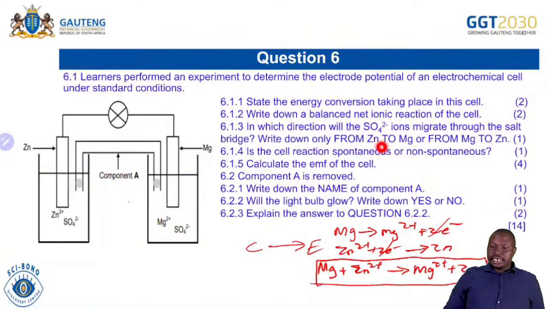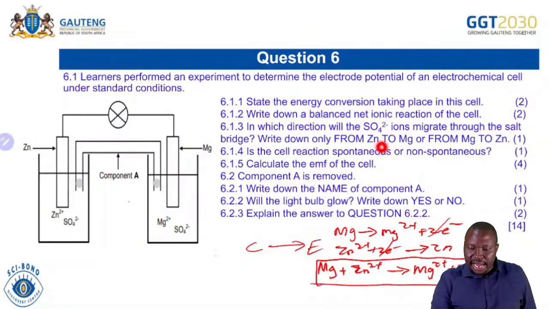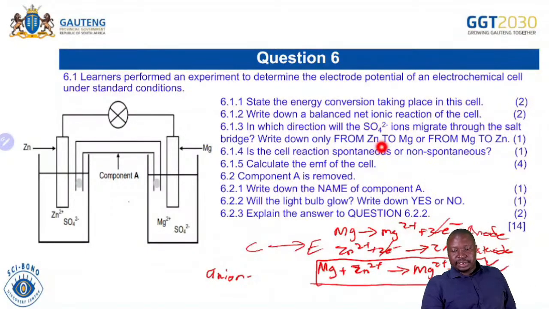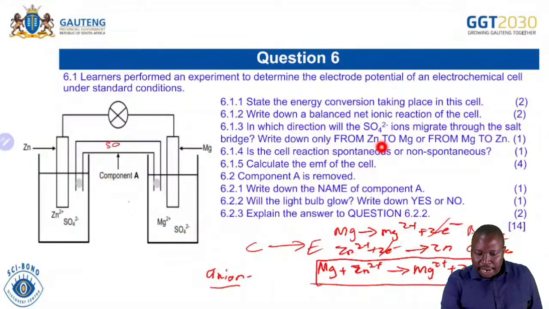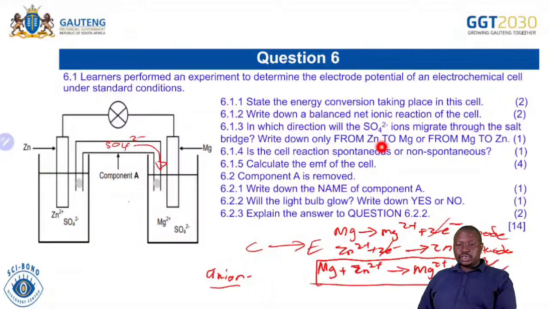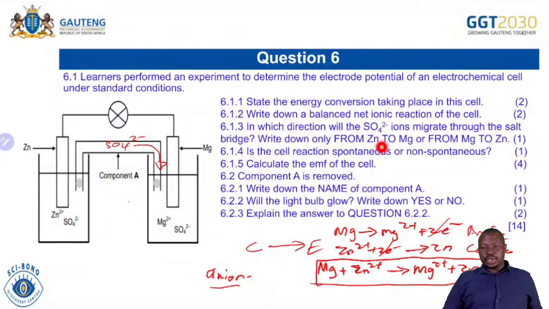Now in 6.1.3 it says, in which direction will the SO4 2 minus, which is the anion, move? Remember, you said oxidation takes place at the anode and reduction takes place at the cathode. So don't forget that where reduction takes place is the cathode. So anions will always go to the anode, and our anode is where magnesium is. So you will know that here on the salt bridge, the SO4 2 minus will move towards the anode. And don't claim that the anode is always on the left, because in most of the examples we do, the anode is on the left, and on this one, you see that our anode is on the right-hand side. So we can bring it like that, and it must not cause confusion for you.